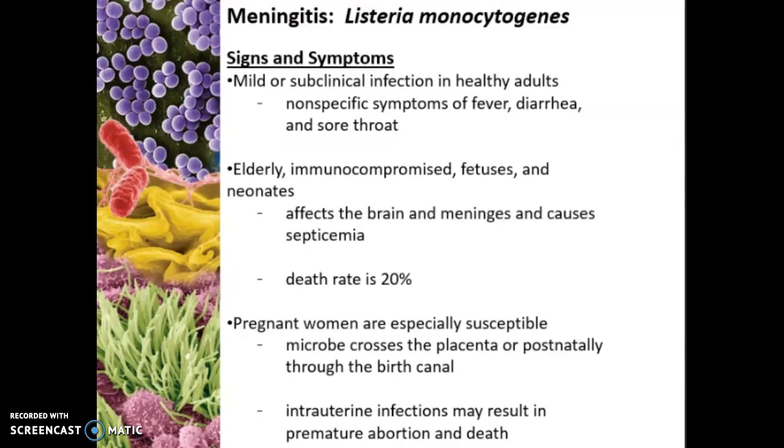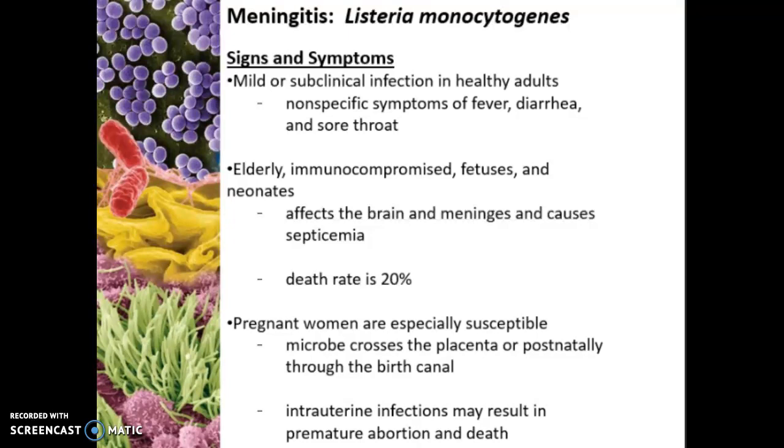meningitis-like activity. However, in the elderly, the immunocompromised, or fetuses, and even neonates, this organism can go to the brain and affect the brain and the meninges, causing a lot of problems, including septicemia. And unfortunately, with this type of meningitis, the death rate is about 20%.